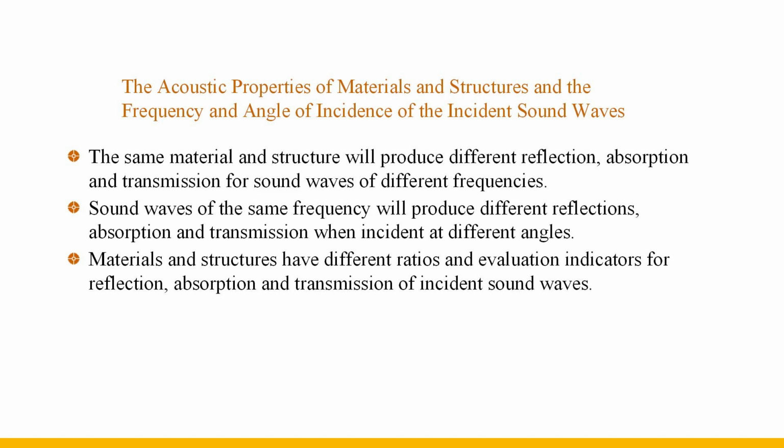Usually, the arithmetic mean of sound absorption coefficients at the 6 frequencies of 125, 250, 500, 1000, 2000, and 4000 Hz is used to represent the frequency characteristics of materials and structures. The arithmetic mean of the sound absorption coefficients of the 4 frequencies of 250, 500, 1000, and 2000 Hz is sometimes used. The latter is also known as the noise reduction coefficient.